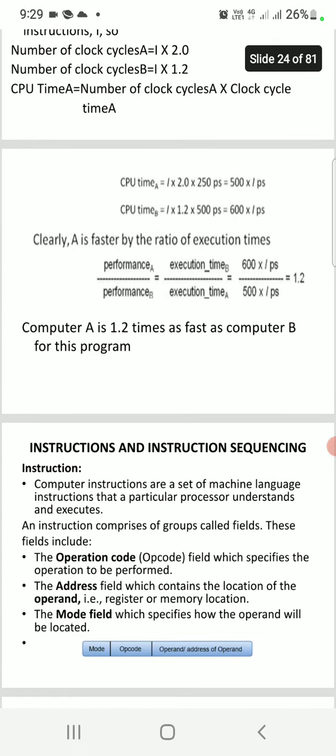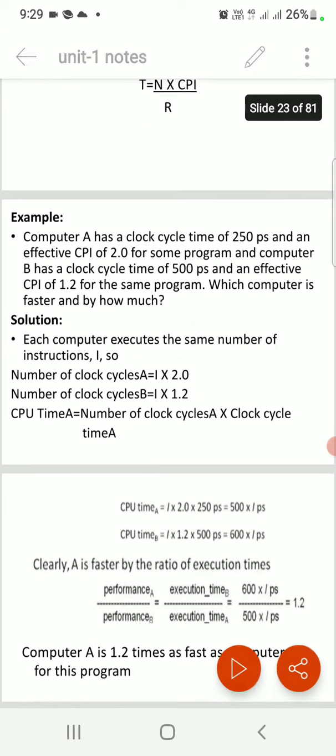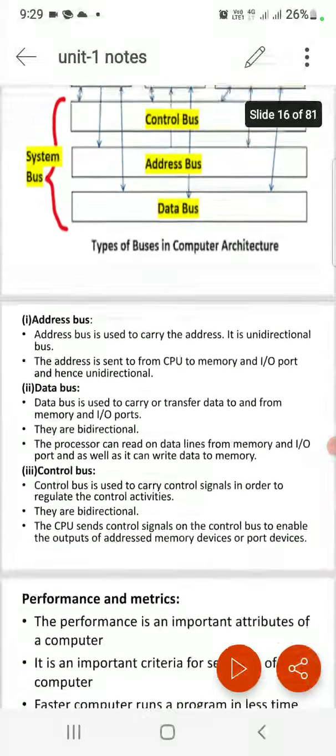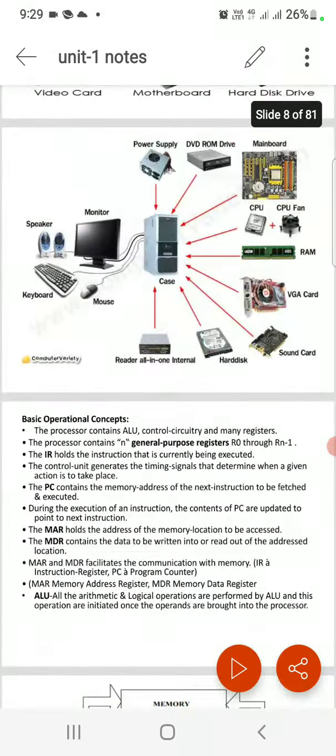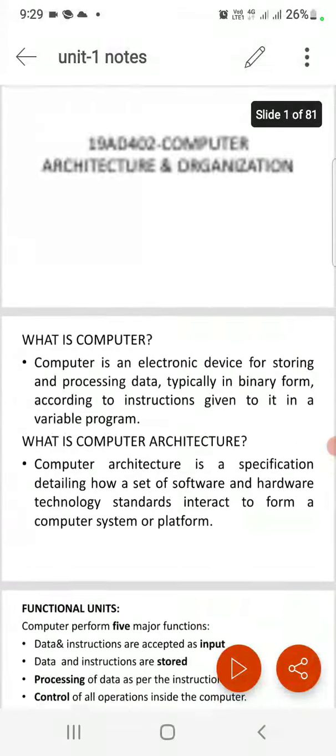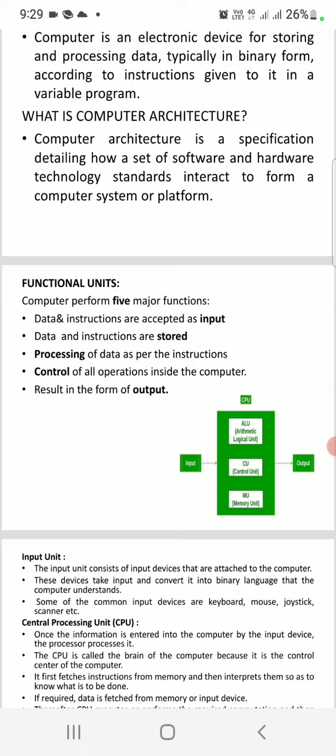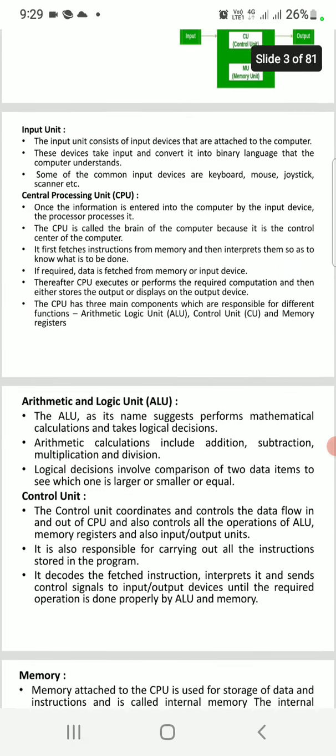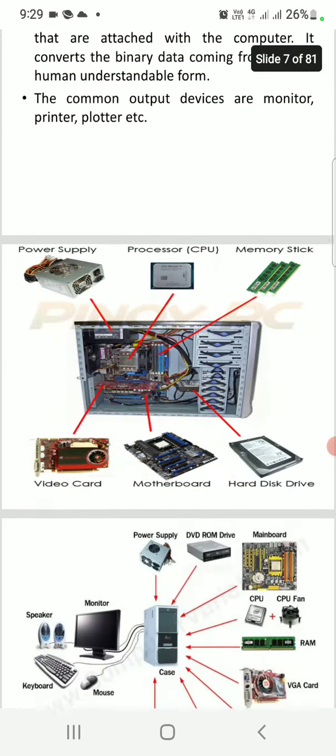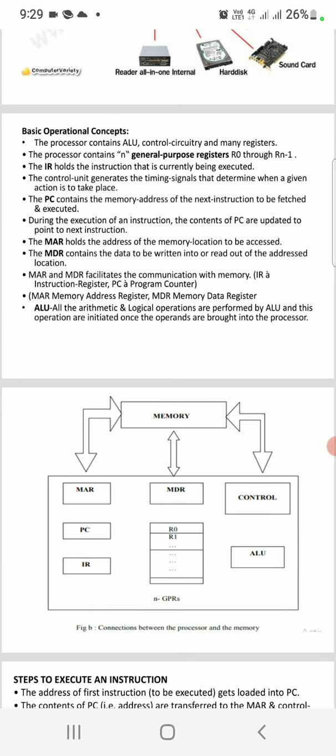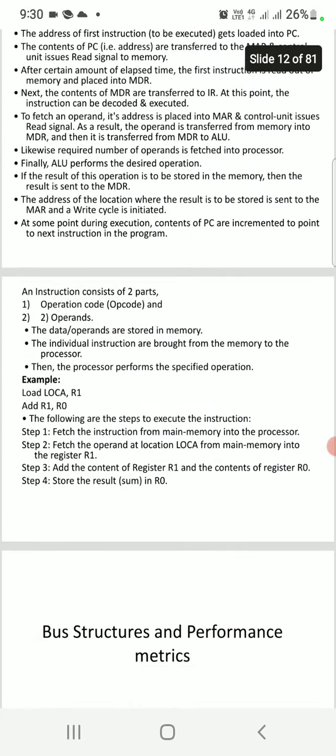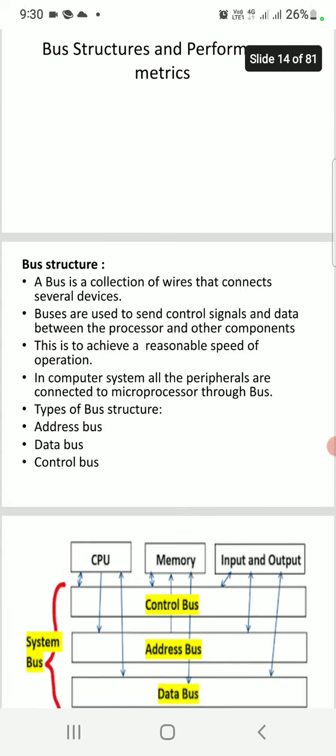Next topic is instruction and instruction sequencing. The first topic of unit 1 is the functional units. First of all, what is meant by a computer? What is computer architecture? Second, we go for the functional units. Third, we go for the basic operational concepts. And fourth, we go for the basic structures and performance.